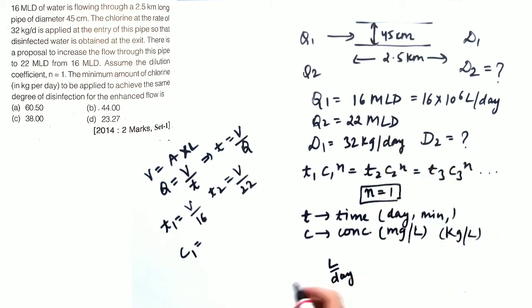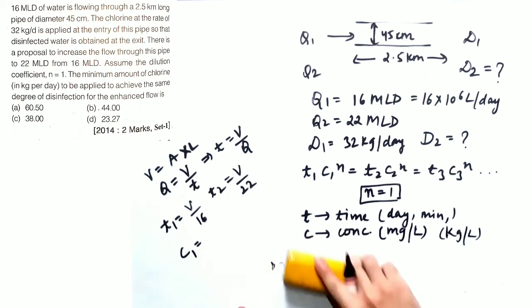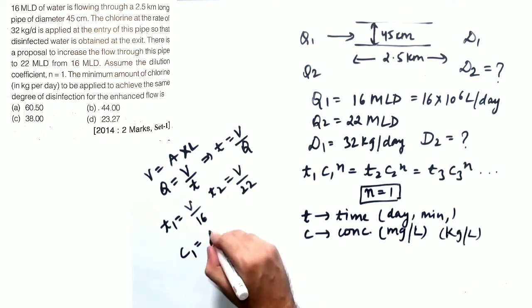And you know dosage. Dosage is in kilogram per day. So if you divide the dosage by the discharge, you will get the units of kilogram per liter, because day and day will cancel out. If you multiply, you will not get kilogram per day, but you have to divide to get the units of kilogram per liter. So you have to divide this particular dosage D1 by the discharge.